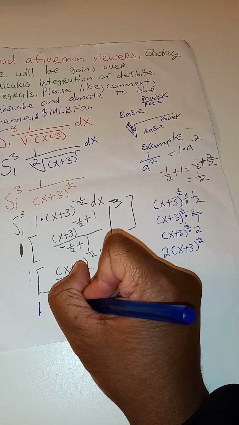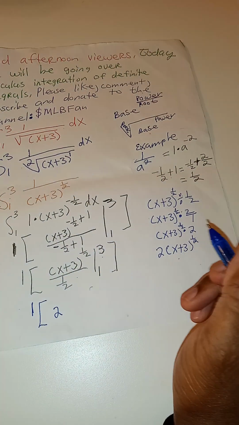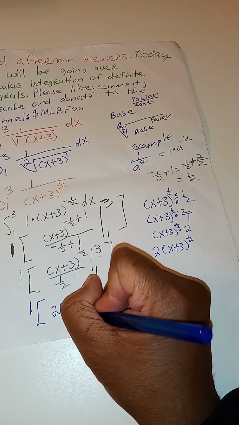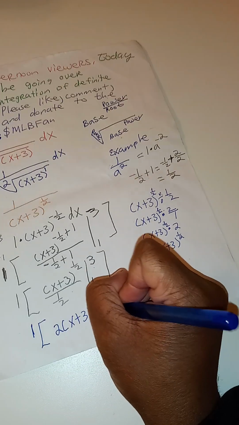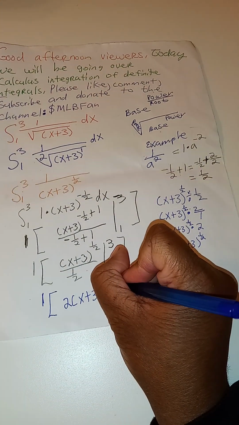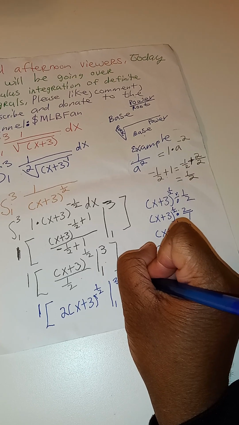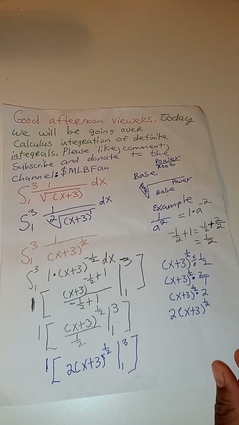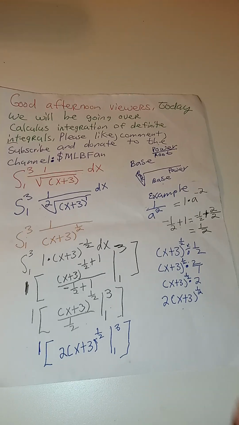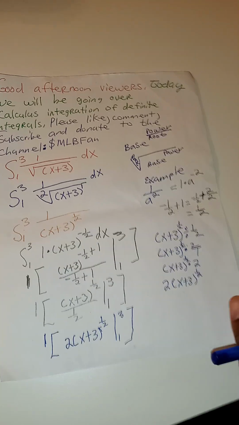So now it will be 1 times 2 times x plus 3 to the 1/2 power from 1 to 3. So let's have that marinate for a little bit there. And then we will begin the next step.